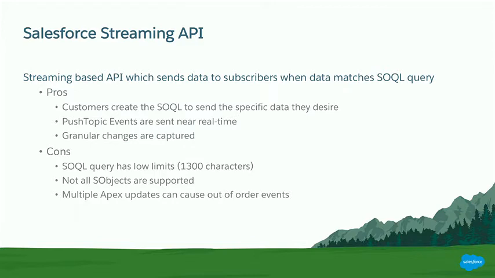What you do is you define a SOQL query. You say, anytime a record matches this query, send me the specific fields about that data. So maybe my query is select ID, name, phone number from account, where account name equals Acme. Then anytime a record equals Acme, it will send me those three fields, ID, name, and phone.